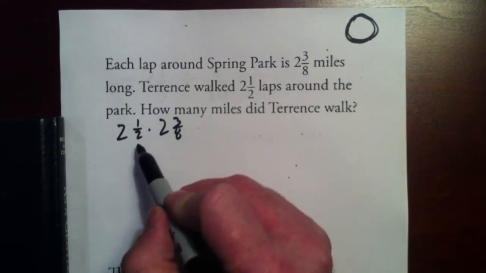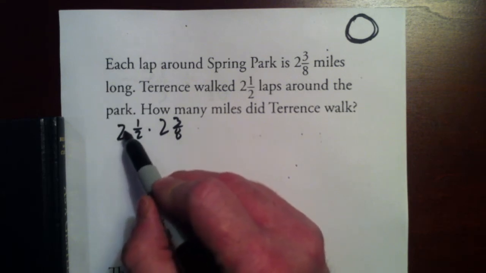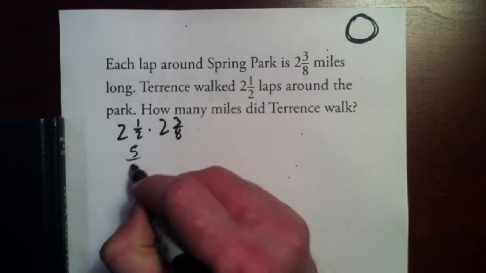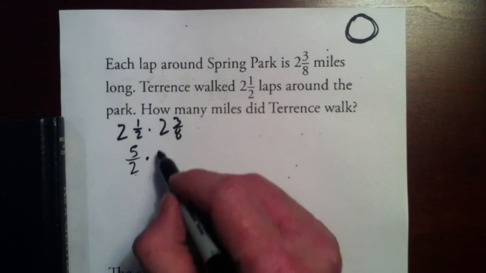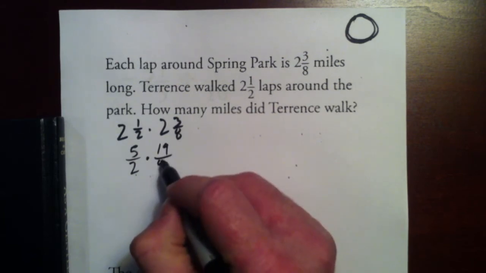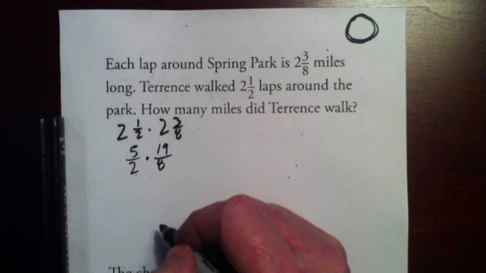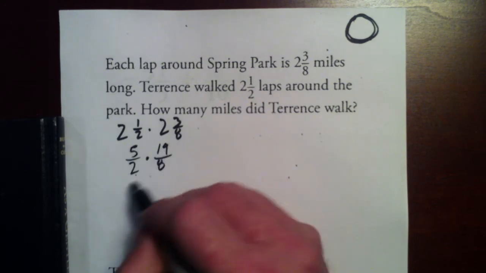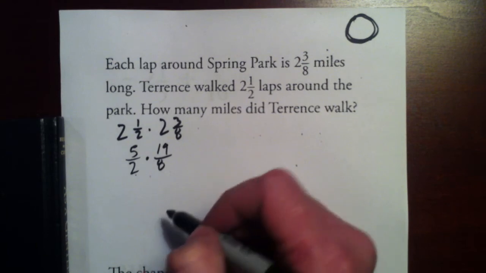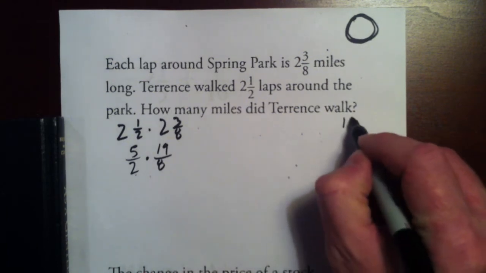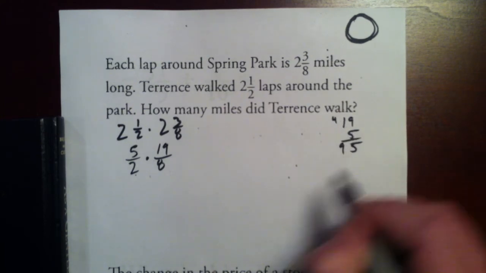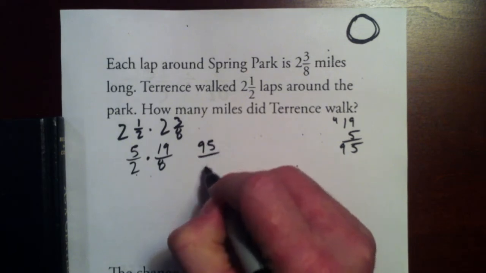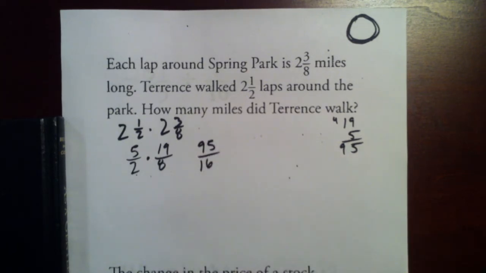Well, let's go ahead and convert these to an improper fraction. 2 times 2 is 4, plus 1 is 5. We're going to keep the 2 down here. 8 times 2 is 16, plus 3 is 19. Keep the 8, and then we just multiply out. Unfortunately, there is nothing in common here. We can't reduce this any further, so we have to multiply it out. 19 times 5 is 95 over 16. Now, unfortunately for us, that number does not reduce.